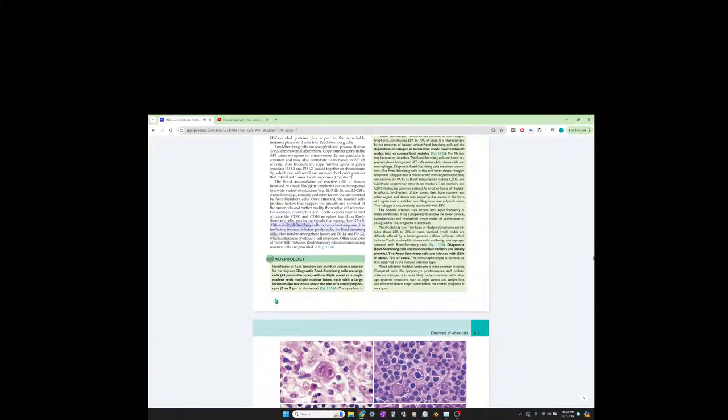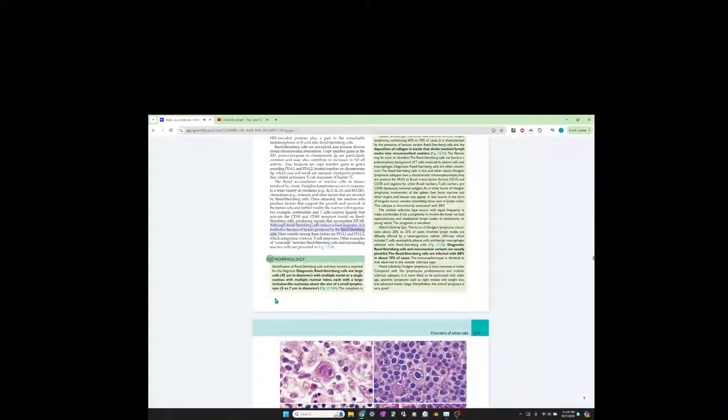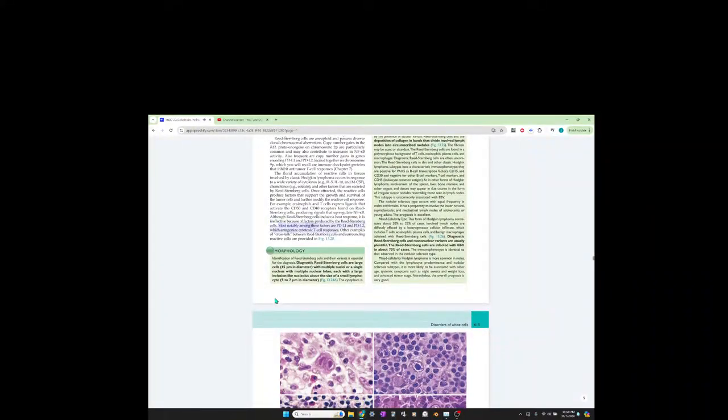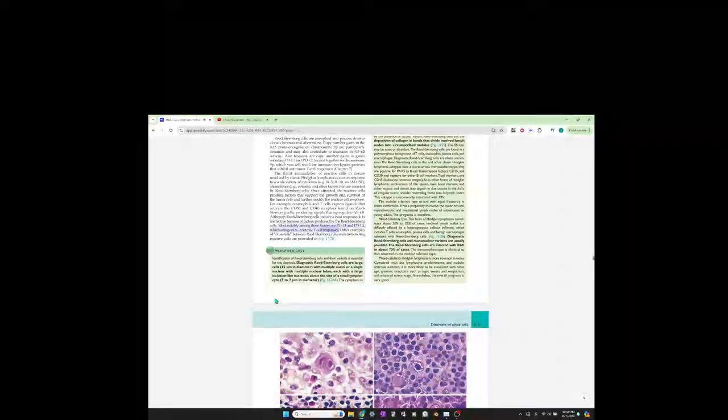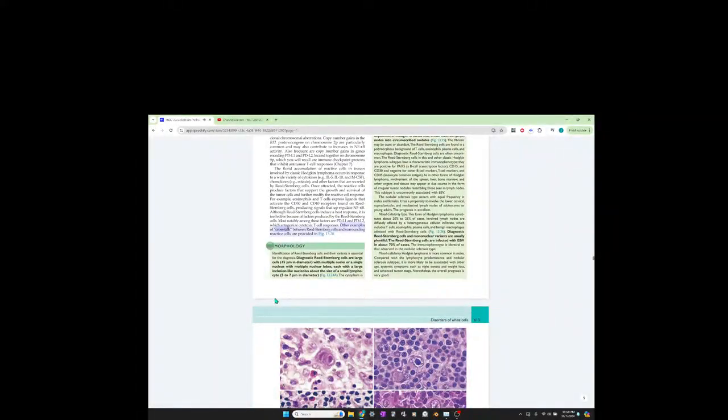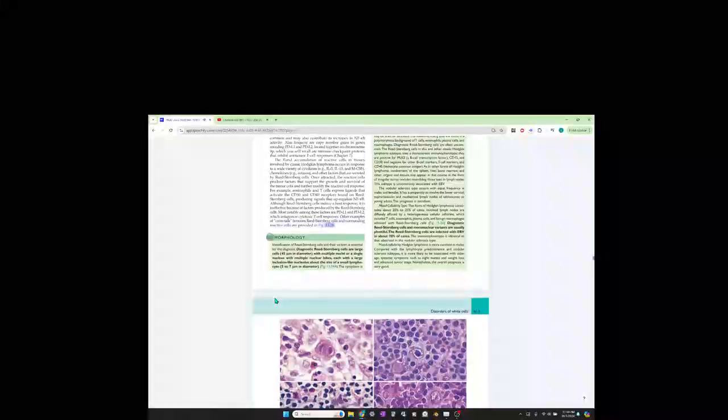Although Reed-Sternberg cells induce a host response, it is ineffective because of factors produced by the Reed-Sternberg cells. Most notably among these factors are PDL1 and PDL2, which antagonize cytotoxic T-cell responses. Other examples of crosstalk between Reed-Sternberg cells and surrounding reactive cells are provided in Figure 13.28.